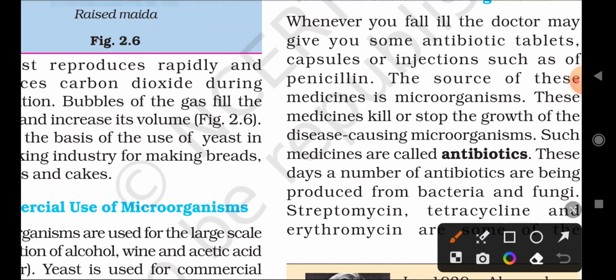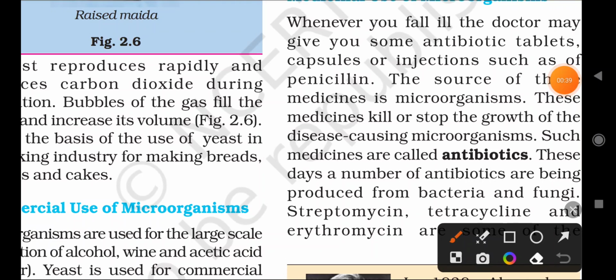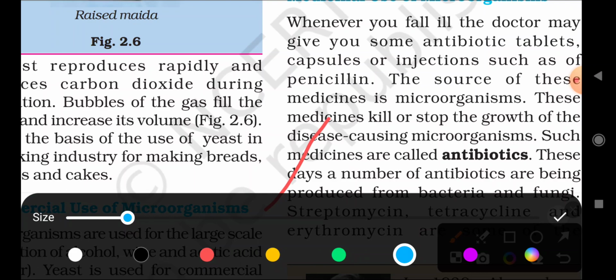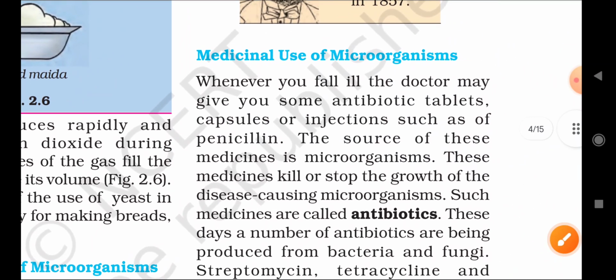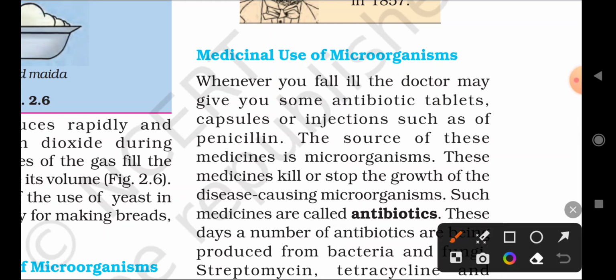Now, what is the use of microorganisms in the medicinal field? We already know that microorganisms are used in the production of alcohol, wine, and bakery items. Now we'll discuss the uses of microorganisms in the medical field. So we'll start today's topic: what is the medicinal use of microorganisms, where exactly are microorganisms used in the medical field?